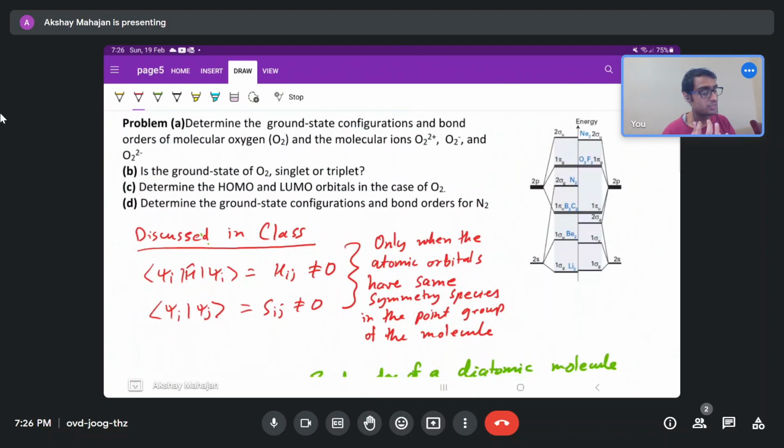Not only oxygen, we can also do O2 plus and O2 minus, and using bond order we can find the strength of these bonds. The second part is: is the ground state of O2 singlet or triplet?